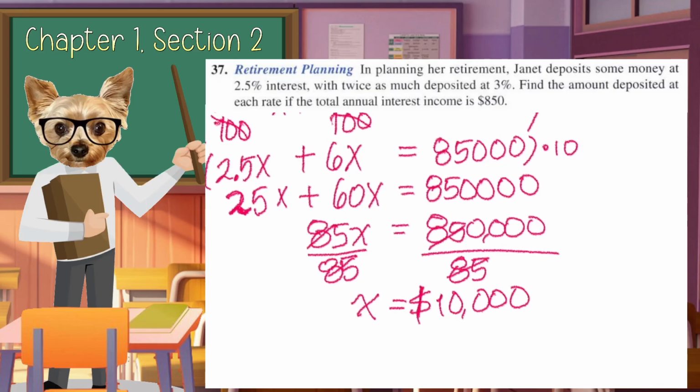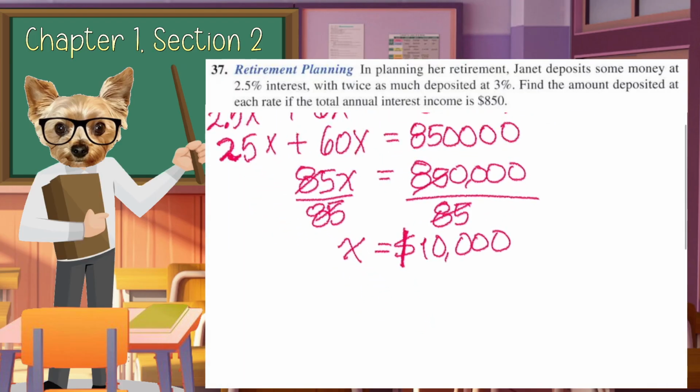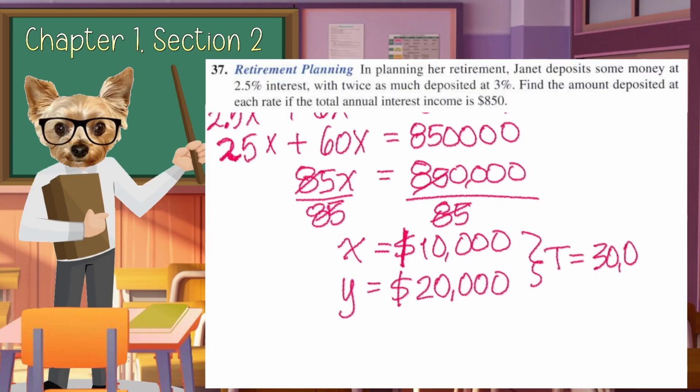Okay, so that's the money in account 1. And then the other one was twice as much, so the money in account 2 was 20,000. And they want to know the total amount of money deposited. That would have been $30,000. There you go. No calculator. Come on, guys, don't be a weenie. You got this. You don't need a calculator.